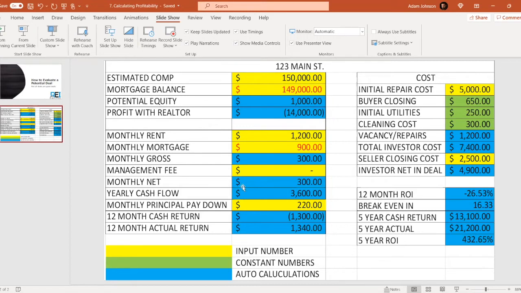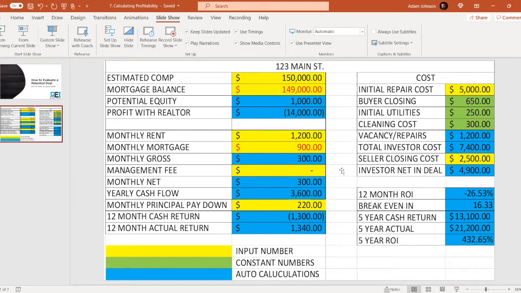So you can see at the very bottom left, you have your legend. Your yellow is the numbers that you're going to input from the information that you receive on this property and also through doing your research. You have your constant numbers, which are going to be numbers like your closing costs and those types of things that are pretty common, pretty close to a strong estimate. You don't have to be exactly on the penny. And then your blue is your auto calculations. Those are the cells that have already been formatted to work without you having to do anything on your end.